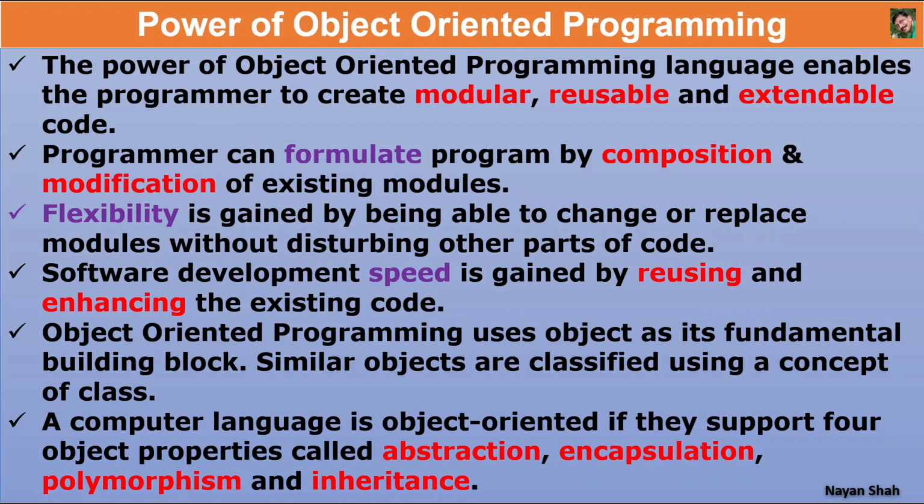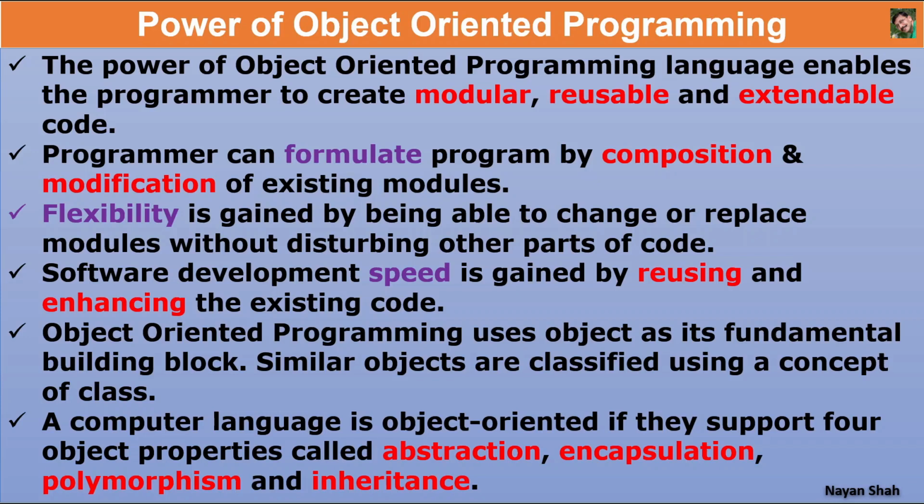Power of object-oriented programming. What object-oriented programming can do for us. So the power of object-oriented programming language enables the programmer to create modular, reusable and extendable code. Now this is very interesting to understand. Modular code is a kind of programming where different modules are prepared by different people and then they are brought together to make one software.